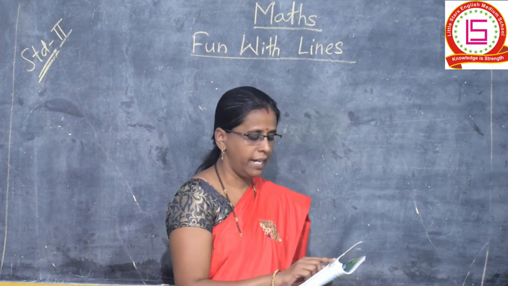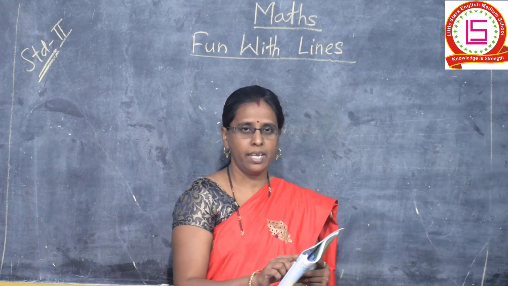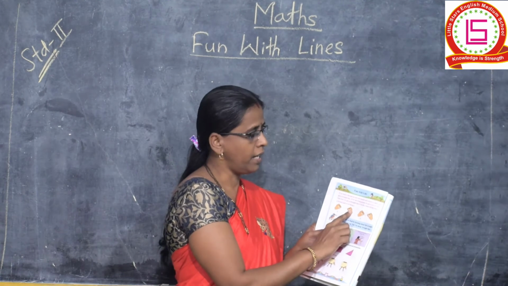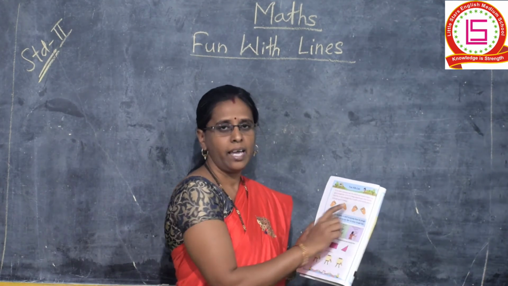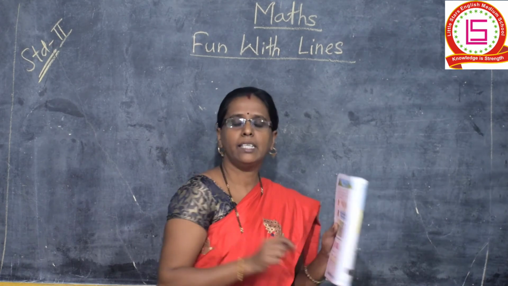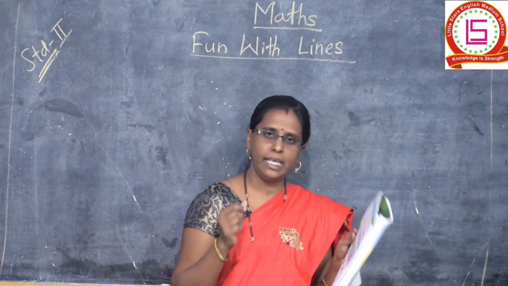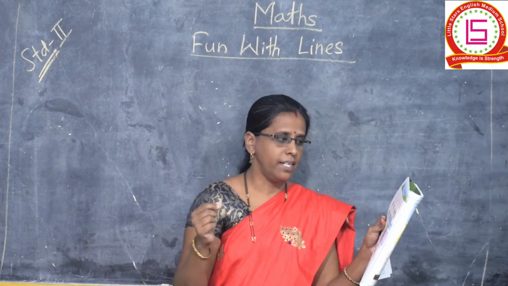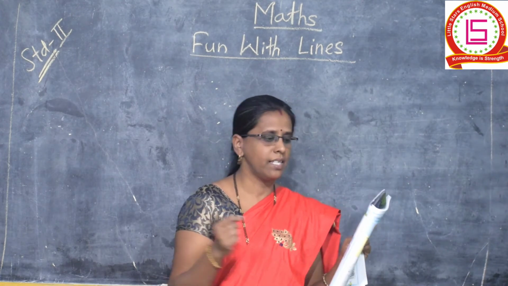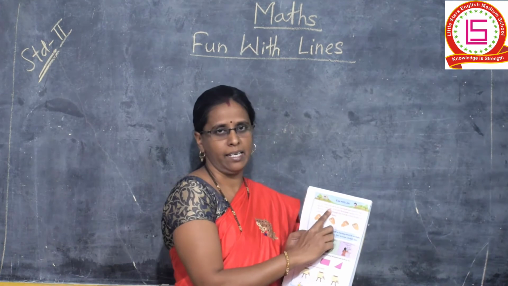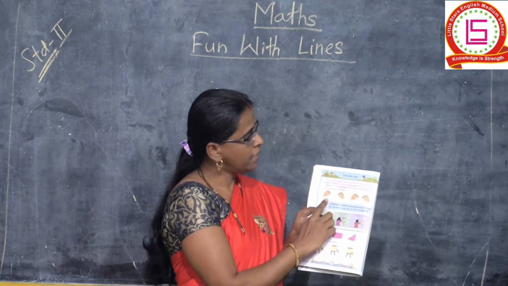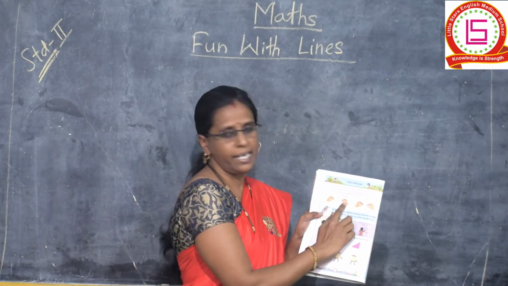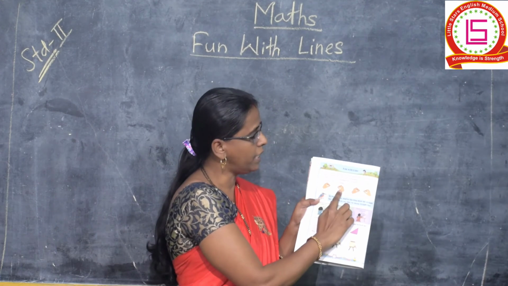See, if we hold a thread in our two hands, we take one thread and hold it in our two hands and stretch it tight. The thread is stretched, meaning pulled straight. Then we get a straight line. See here in the figure, one thread is held in two hands, and here the straight line is formed.